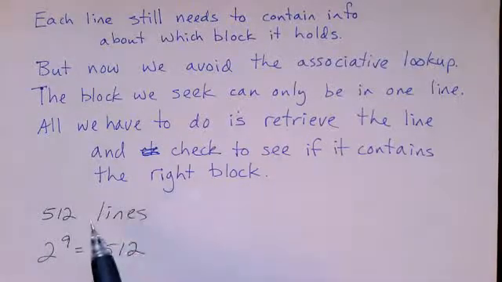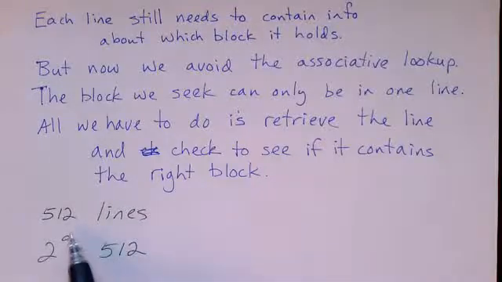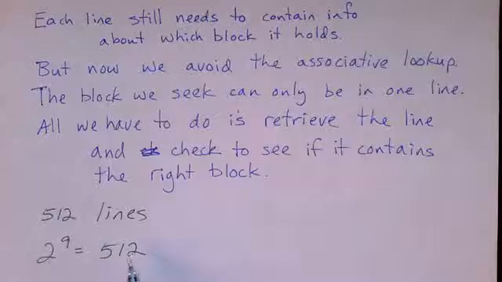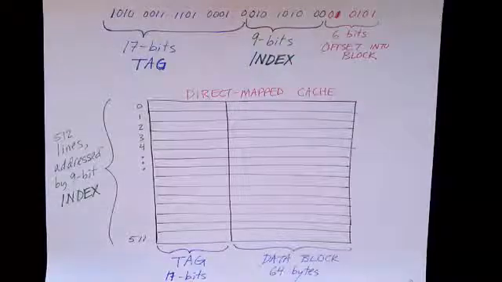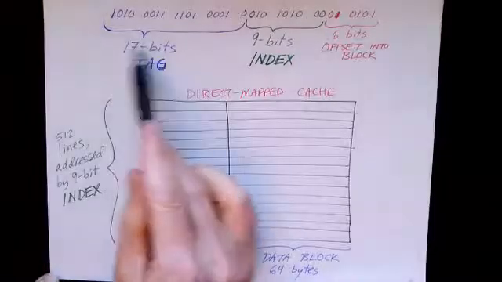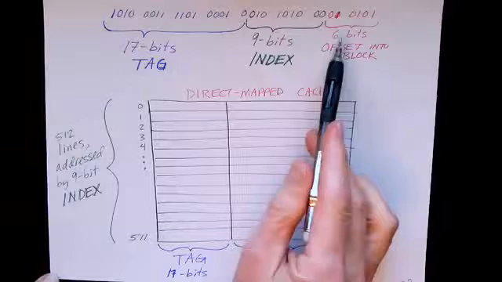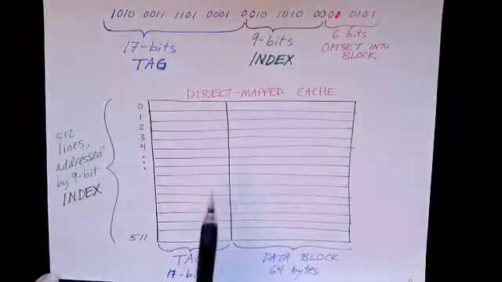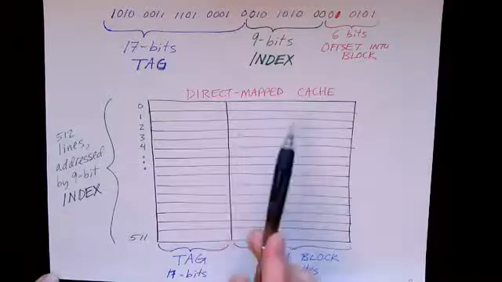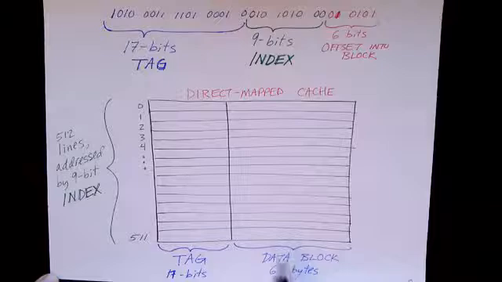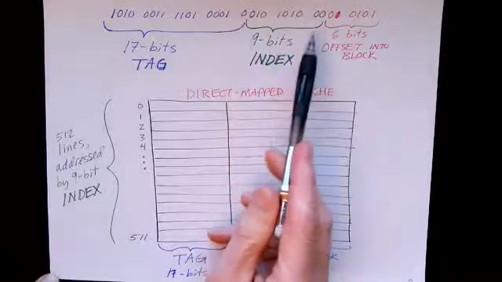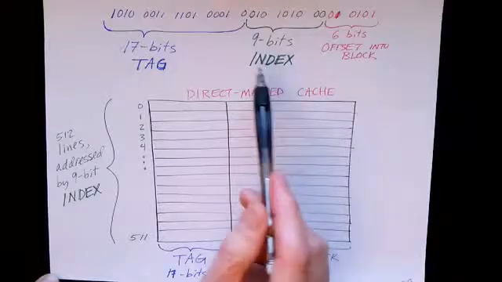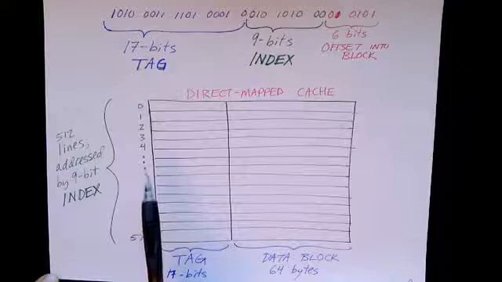So we're going to look at a cache with 512 lines as an example, and note that 2 to the 9th is 512. So we can address any line in the cache with a 9-bit number. So here's how the direct map cache system works. First of all, let's look at our address. It's 32 bits, and as before, the last 6 bits will be used to choose the byte from within the block. Each block has 64 bytes, so it takes 6 bits to pick out the byte of interest. But here's where it differs. We're using these 9 bits as an index, and the remaining 17 bits are a tag.